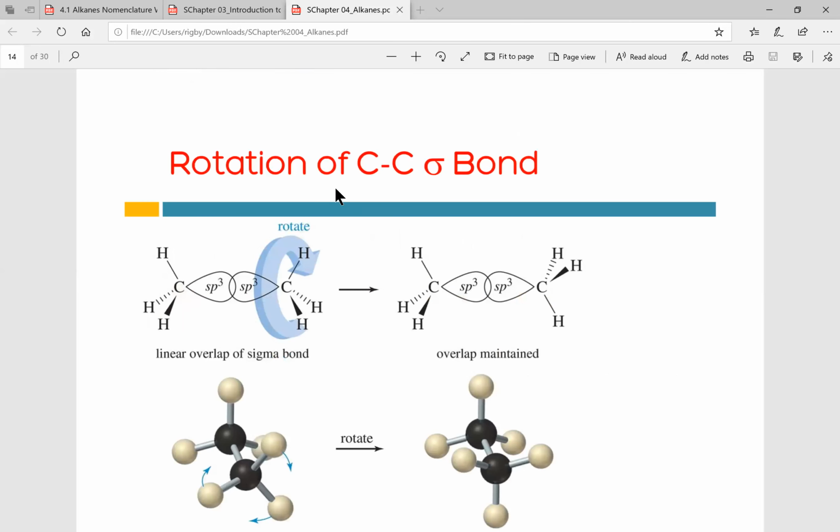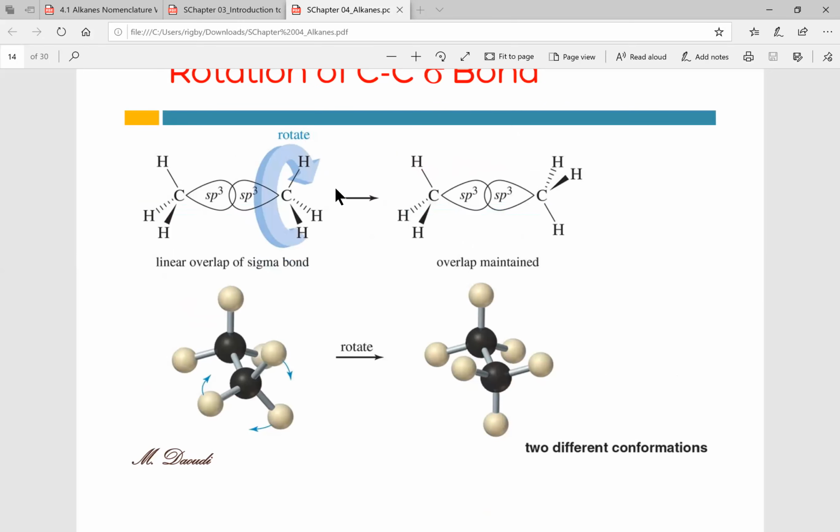So the rotation of the C-C sigma bond. When you have a C-C sigma bond, which is just a C-C single bond, it can rotate freely around it like wheels. So if you had a carbon here and a carbon here, they're just both wheels.